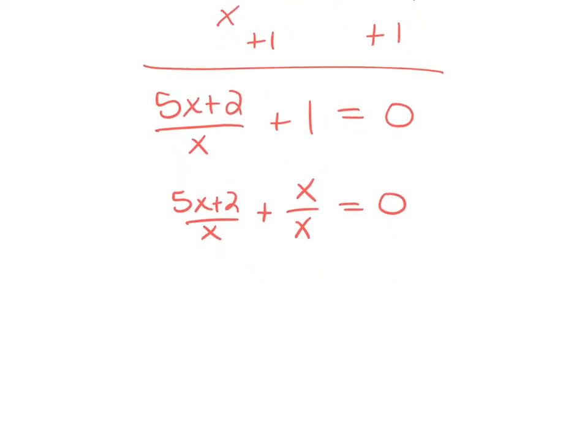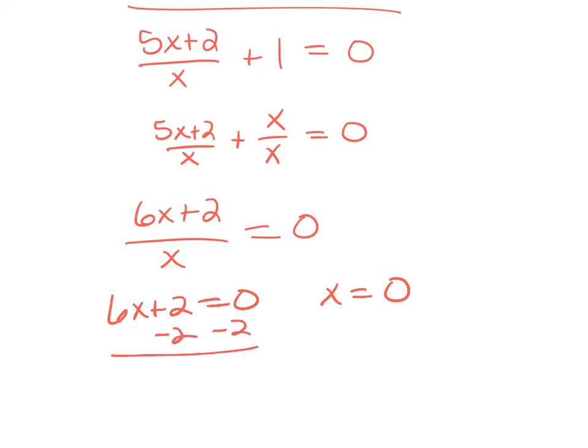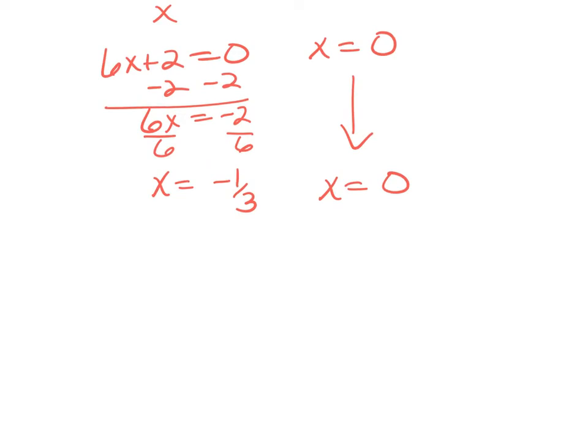So I get 5x plus 1x is 6x. And now for the fractions, when we solve these, we set the numerator equal to 0 and the denominator equal to 0. This is going to give me my cutoff points. So then here I will subtract 2. 6x equals negative 2. Divide by 6. And x equals negative 1/3. Need to bring this one down. So now I'll go ahead and put it on my number line.